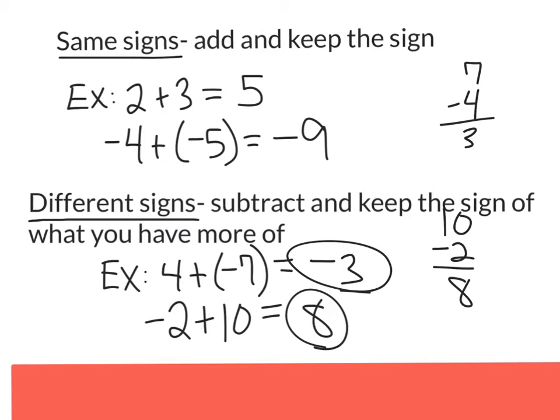You can think about temperature as well, like going back to that last example. If the temperature is -2 degrees and it rises by 10 degrees, then it would be +8 degrees. Or the example before that, if the temperature was 4 degrees and it drops 7 degrees, then it would be negative 3 degrees.